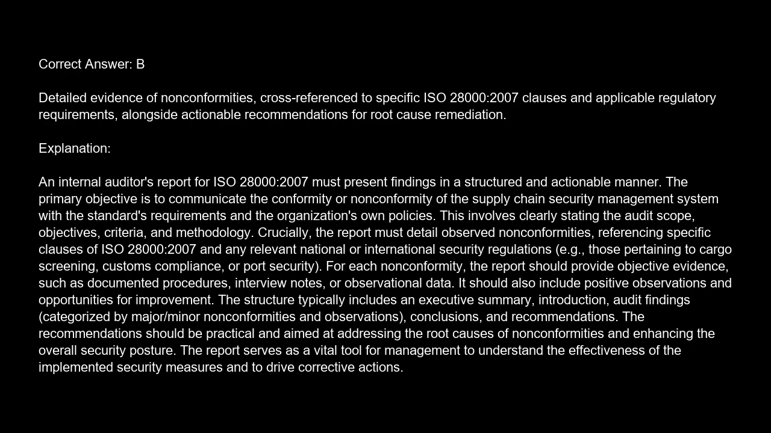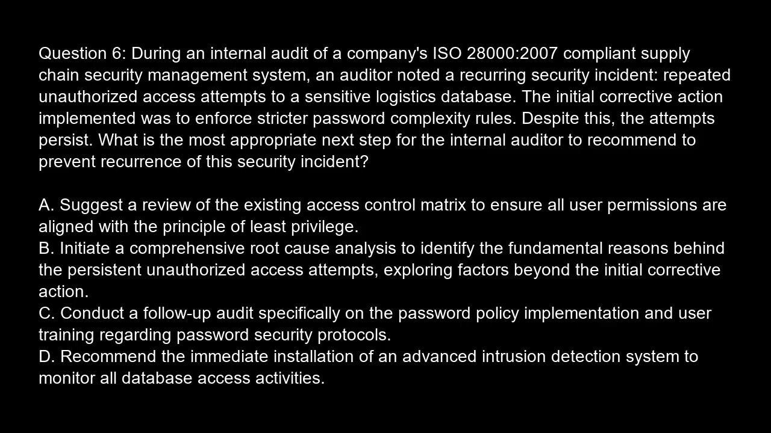The structure typically includes an executive summary, introduction, audit findings, categorized by major/minor nonconformities and observations, conclusions and recommendations. The recommendations should be practical and aimed at addressing the root causes of nonconformities and enhancing the overall security posture. The report serves as a vital tool for management to understand the effectiveness of the implemented security measures and to drive corrective actions.